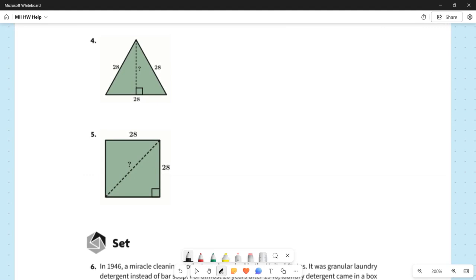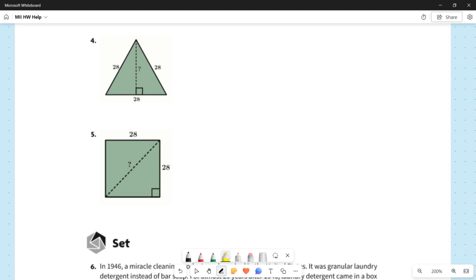Question 4. So with question 4, we have I guess a big triangle. So the triangle on the outside, and that triangle is an equilateral triangle because all three sides are 28. So we got 28, 28, 28. So the big triangle is equilateral because all three sides are the same. But what we're looking for is this height. So this height going from the vertex down to the opposite side. And so we're looking for the height. We know it's a height because it forms a right triangle.